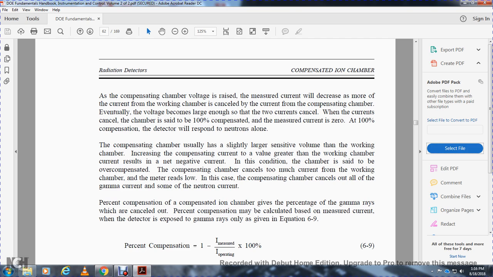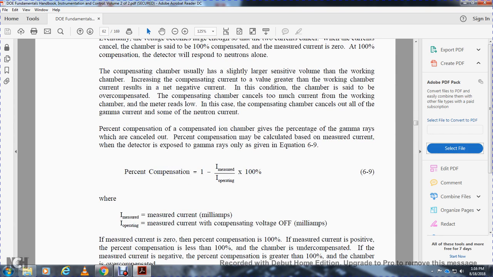The compensation chamber usually has a slightly higher sensitivity value than the working chamber. If the compensation chamber is given a very low voltage value, greater than the working chamber, the result is a negative current, and the chamber is overcompensated. The compensating chamber cancels the current to be measured. With the working chamber, the meter reads low, because the compensating chamber cancels out the gamma ray current along with part of the neutron current.